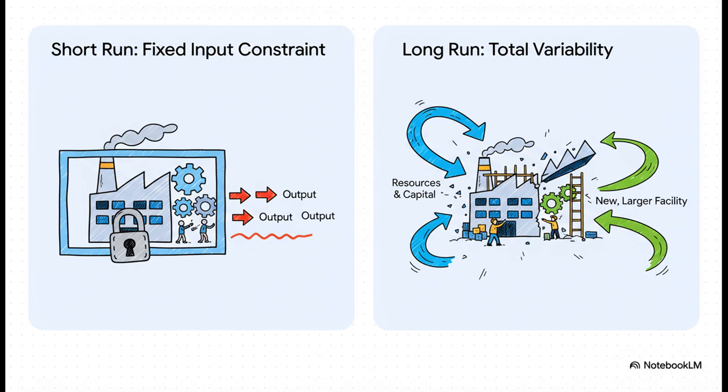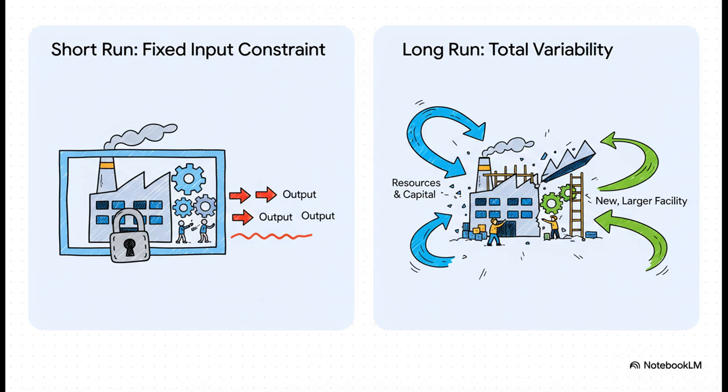The short run isn't about a set amount of time, like a month or a year. It's any period where at least one of your inputs is stuck. It's fixed. You can't just magically build a new factory overnight. But in the long run, well, in the long run, anything is possible. Everything is variable. You can build that new factory, you can get more airplanes, you can change whatever you want.